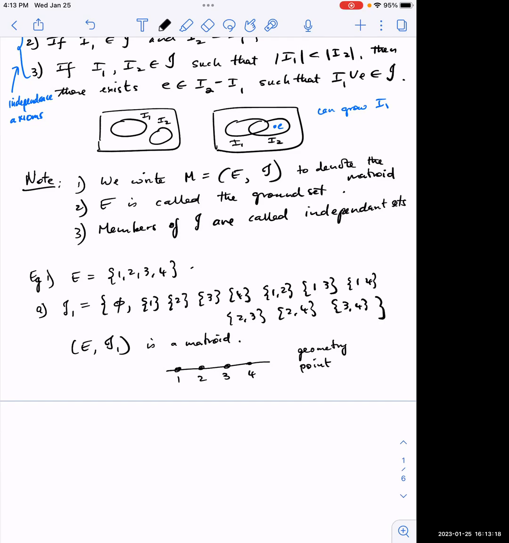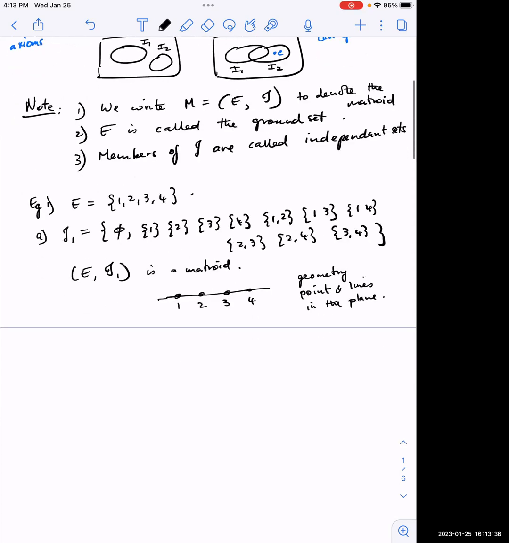After all, in graph theory also we have points and lines, and that's why I'm specifically extending the line here a little bit to indicate this is not a graph, this is not a path. So points and lines in the plane. All right.